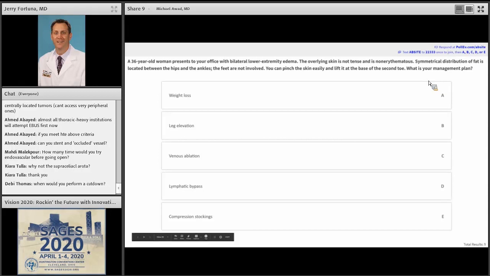A, weight loss. B, leg elevation. C, venous ablation. D, lymphatic bypass. E, compression stockings.